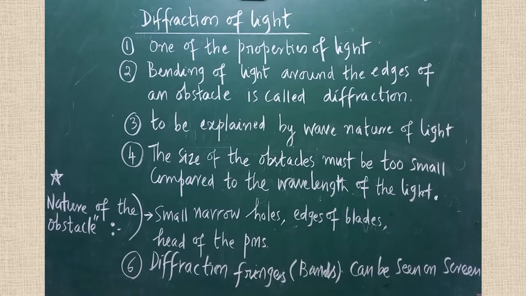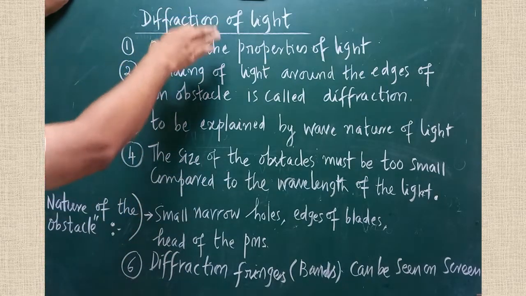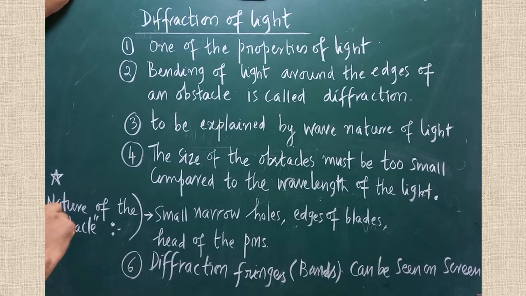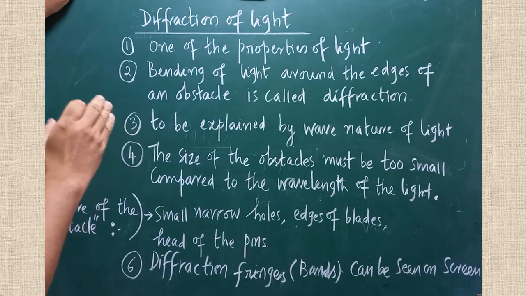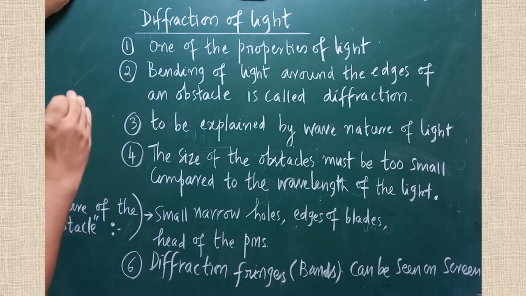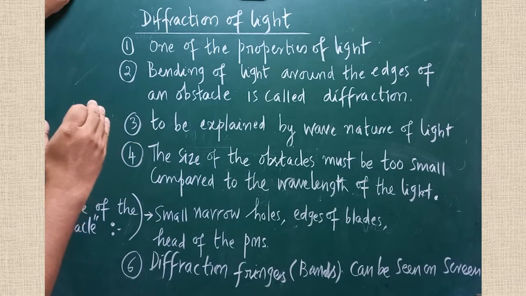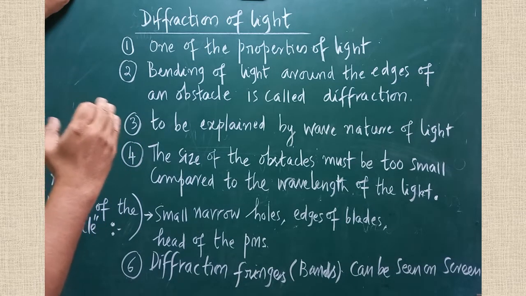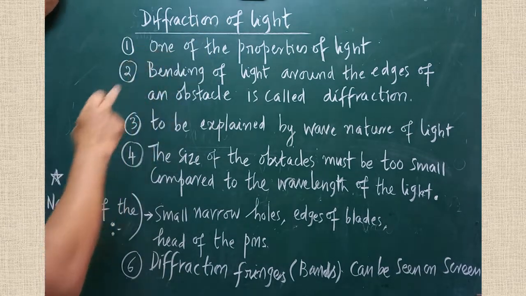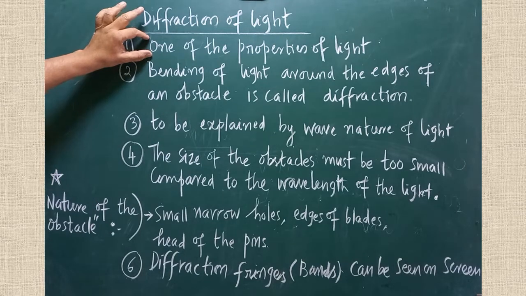Now we are going to learn about the next property of light called diffraction of light. Here I have summarized all the points related to diffraction of light. Already I have learnt about a few properties of light: reflection, refraction, and then interference of light in the previous sessions, and that one was already taught in the class. Now this diffraction of light is also another important property of light.